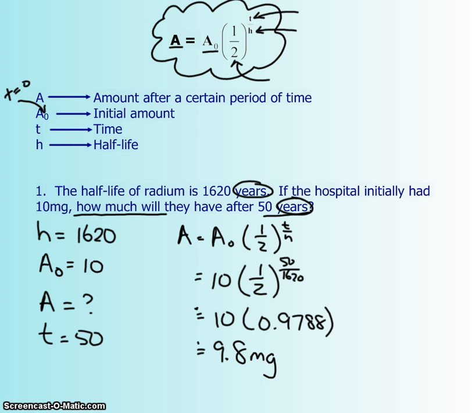Now does that make sense? Initially we had 10 milligrams, and after 50 years, which is a long time, we still have almost 10 milligrams. And it should make sense because it takes such a long time to become half, so about 5 milligrams, so 9.8 is reasonable.